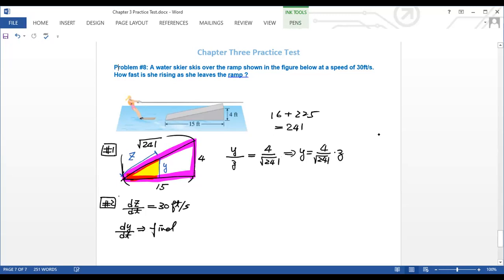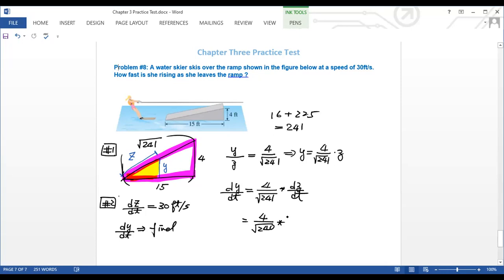So now y and z, I finally have a relation. Now I will say dy/dt, how fast I'm leaving the ramp, will be equal to 4 over the square root of 241 times dz/dt, correct? And I know my dz/dt is what? It is 30 feet per second.